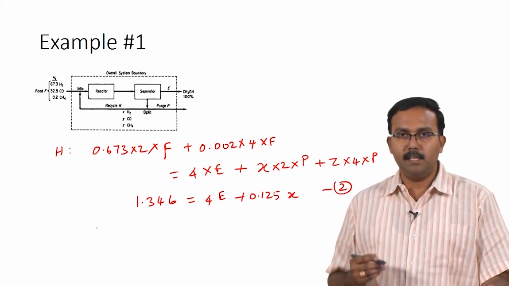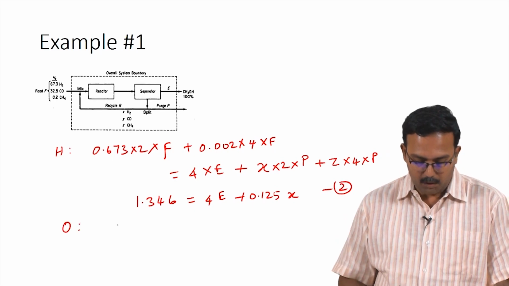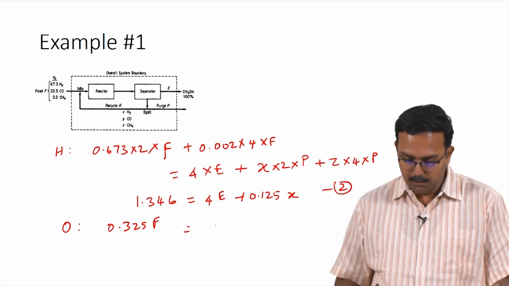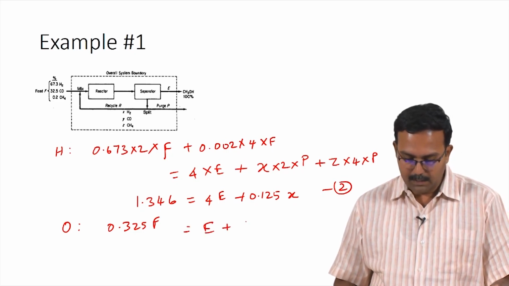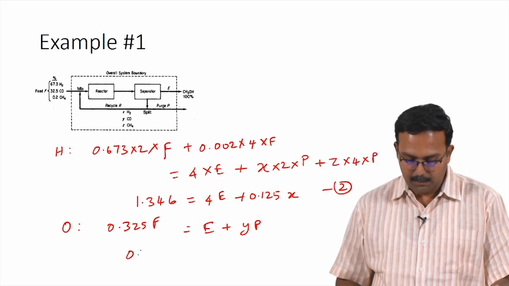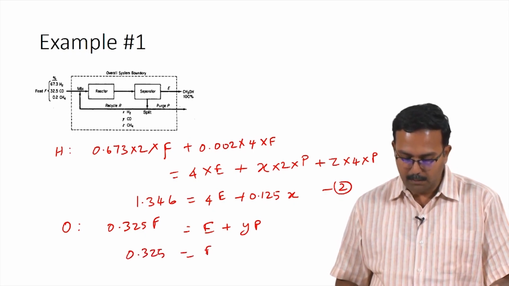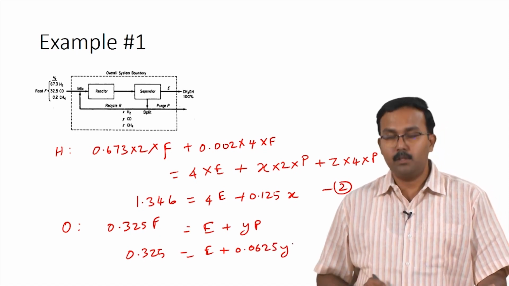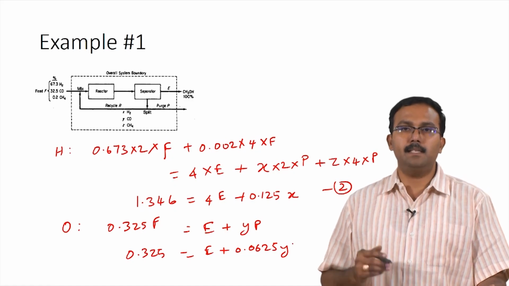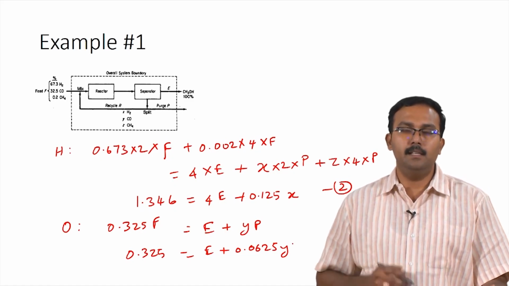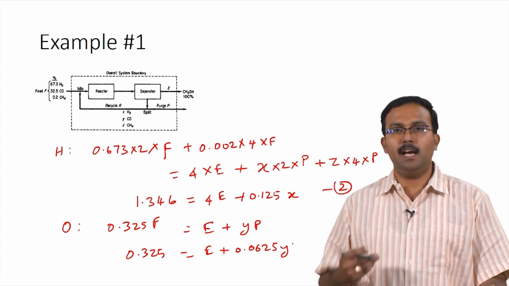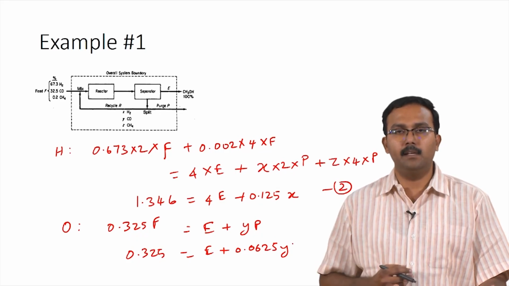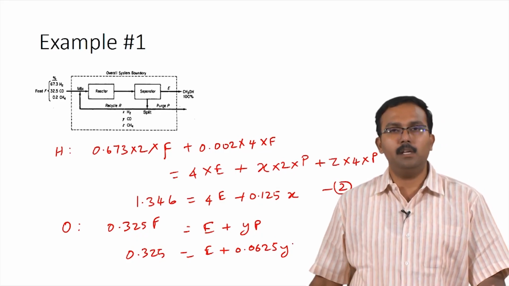We could also write a balance equation for oxygen. The atomic balance for oxygen would be 0.325 times F equal to E plus Y times P. This equation becomes 0.325 equals E plus 0.0625 times Y. What you see here is that this equation is the same as the first equation, hence these two equations are dependent. Now, you still have two equations and 3 unknowns, the unknowns being E, X and Y. So, we need one more equation. What equation can we use?